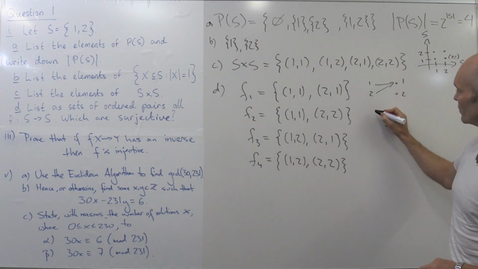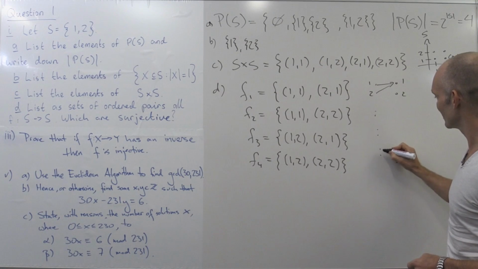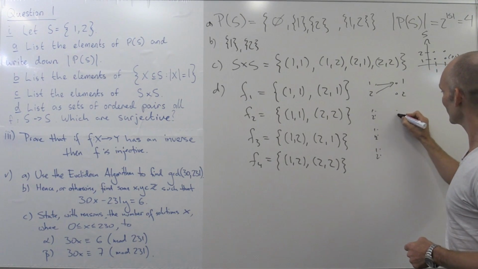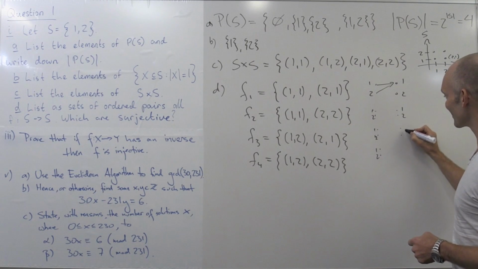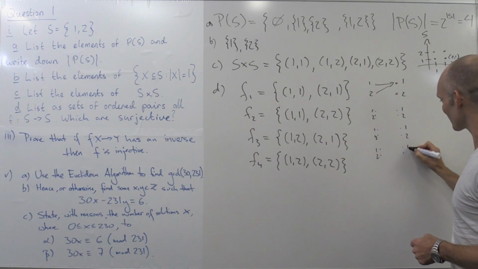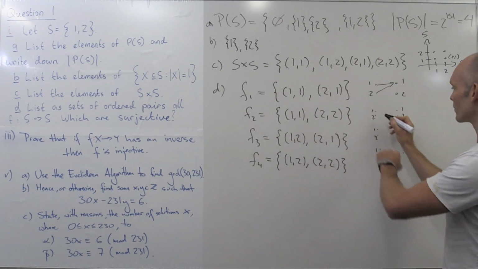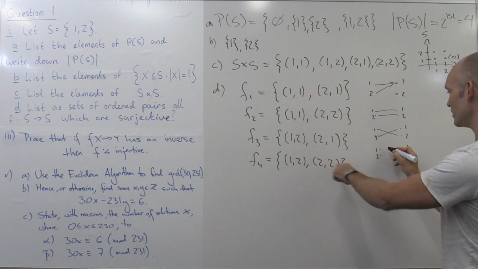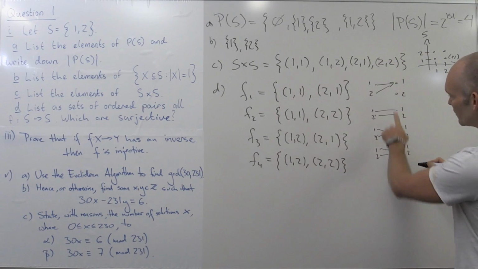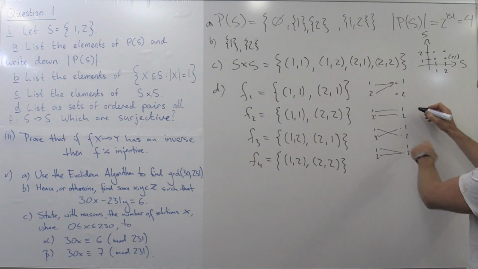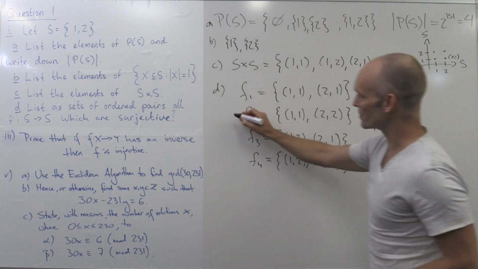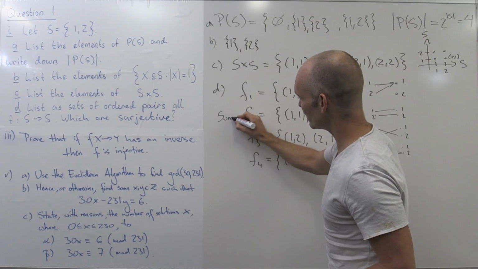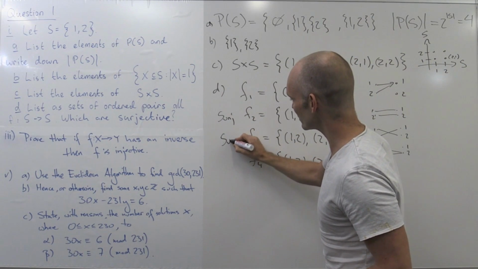And if we very quickly draw them, so 1, 2, 1, 2, 1, 2, 1, 2, it's getting a bit messy because I'm doing it quickly, but let's see. Here we've got 1, 2, 2, 1, and 2, 2. And from the little diagrams you can see, here are the ones that are surjective. So this is surjective, and this is surjective.